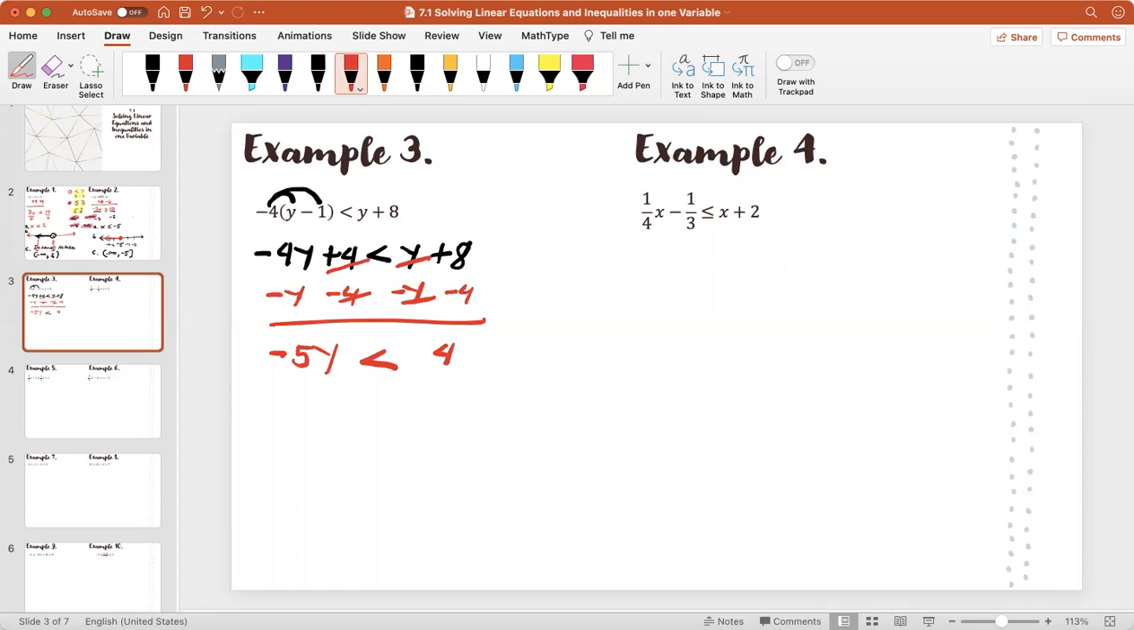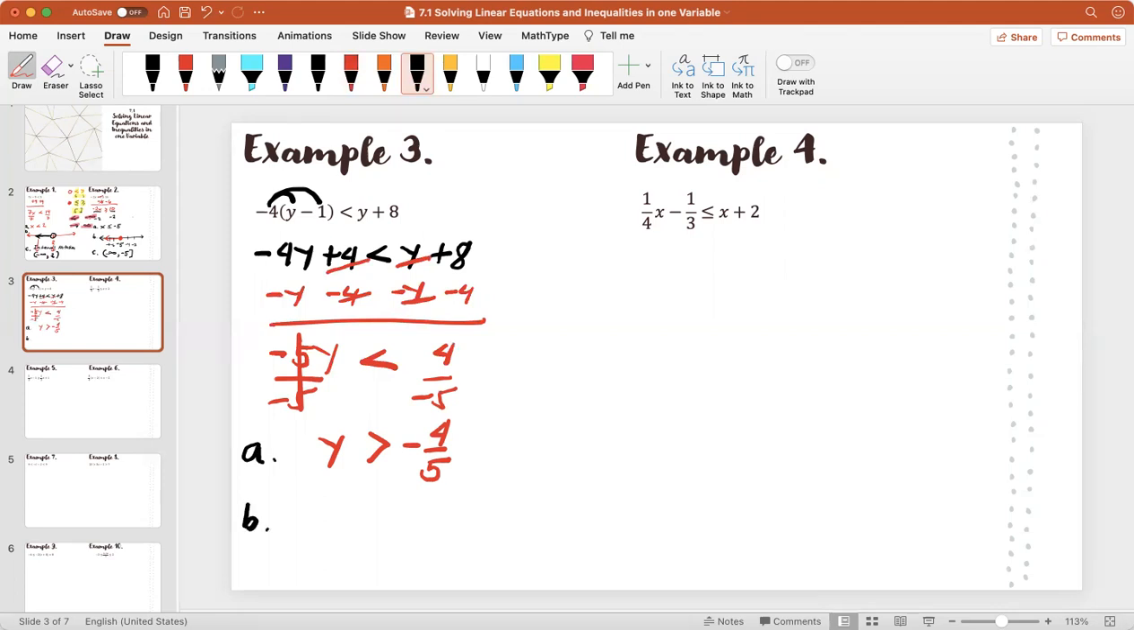We have 4. Can divide both by negative 5. Cancel that. Y will be, change the direction because your divisor is negative. So that will be greater than negative 4 over 5. That's the first form of your solution. We can also graph this.